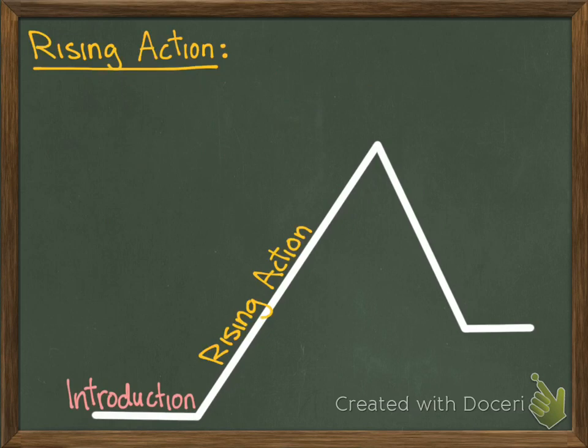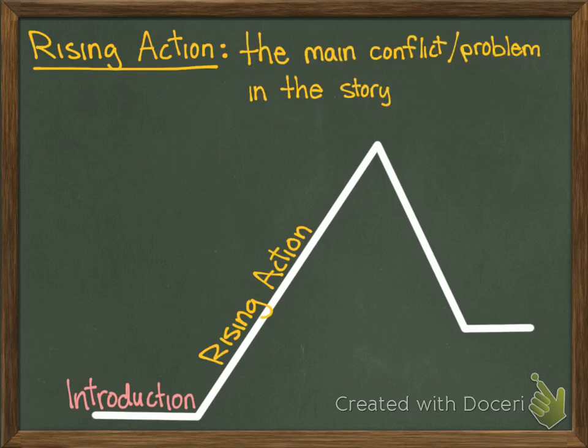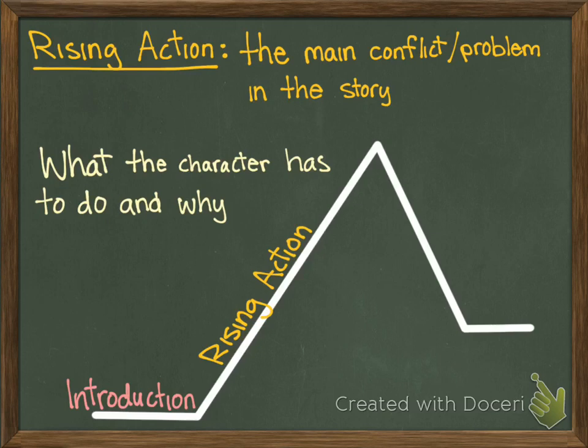Next is the rising action. It's the main conflict or problem in the story. It's what the character has to do and why. It's the whole point of why you are telling this story. It builds excitement, the suspense. This is where you hook your reader in and they have to find out what happens.